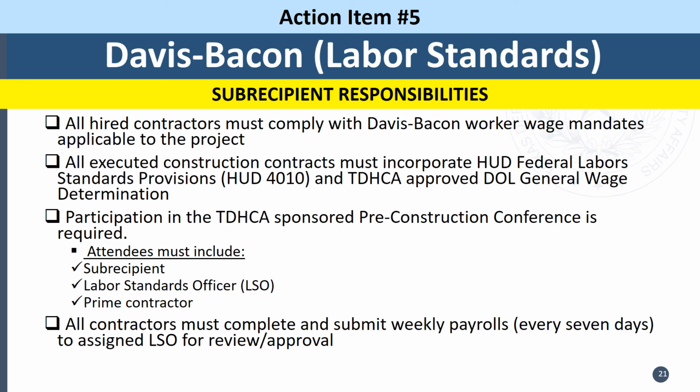Action item number 5 covers the Davis-Bacon labor standards and contains responsibilities for subrecipients and TDHCA. This slide goes over subrecipient responsibilities that include all hired contractors must comply with Davis-Bacon worker wage mandates applicable to the project. All executed construction contracts must incorporate HUD federal labor standard provisions and TDHCA approved DOL general wage determination. Also, participation in TDHCA sponsored pre-construction conference is required, and the attendees must include the subrecipient, the appointed labor standards officer, and the prime contractor.